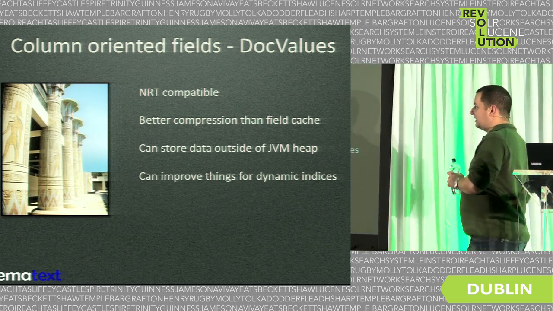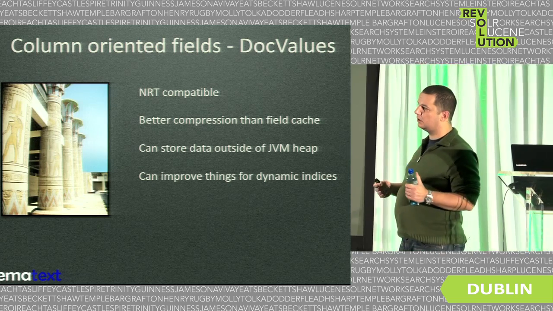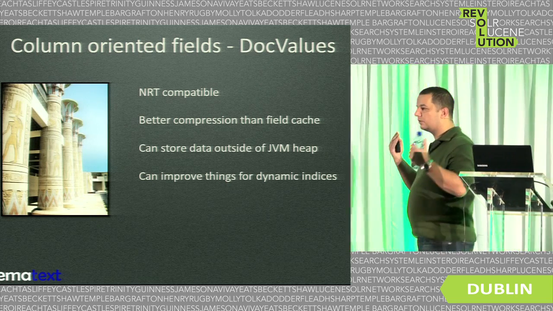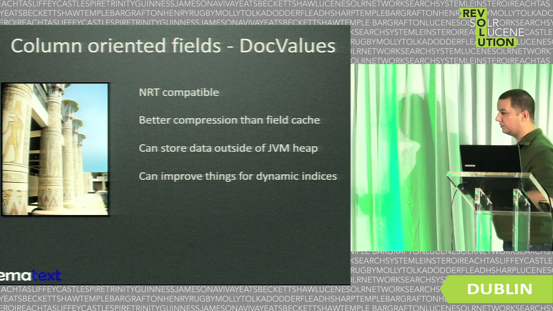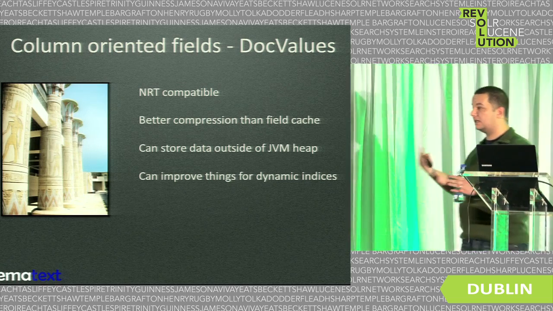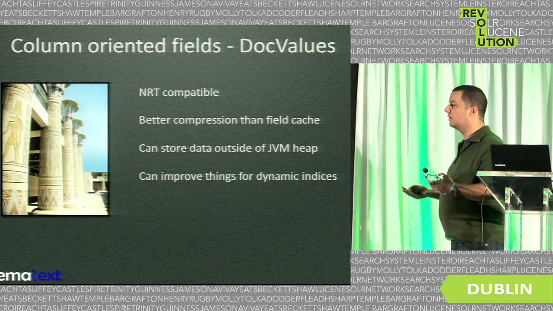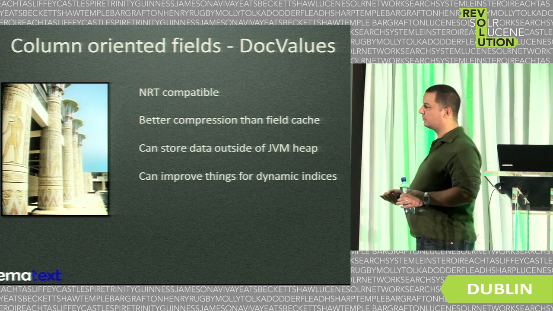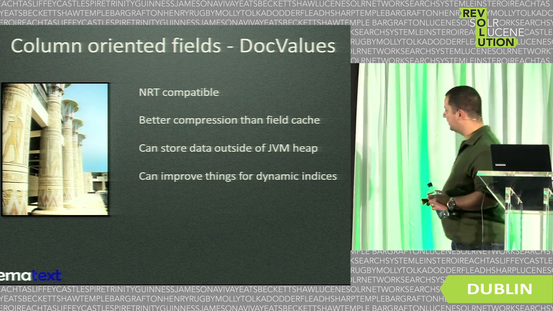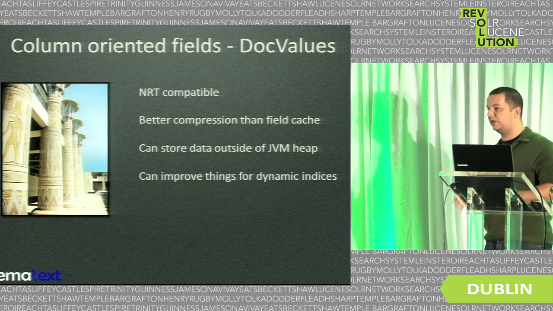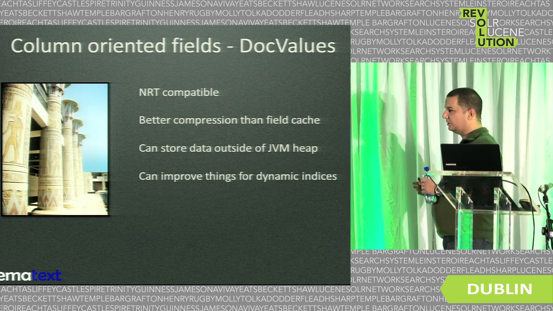They can store data outside of JVM heap, so you don't run out of memory when you use DocValues, for example, for faceting. Or maybe not run out of memory, but the probability of running out of memory is way less. And it can improve things for highly and rapidly changing indices.